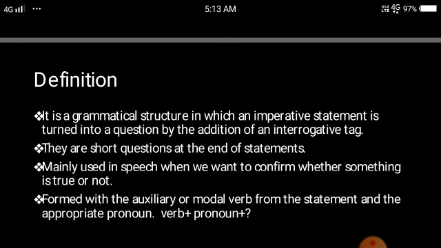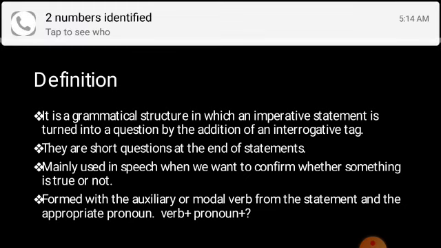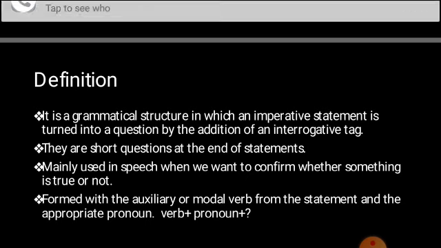So if you look at these two parts, it is very cold today, comma, isn't it? You put a question mark at the end of the question tag. You see that it has got two parts. That is, it is very cold today is a statement, a positive statement. Isn't it is the question tag.